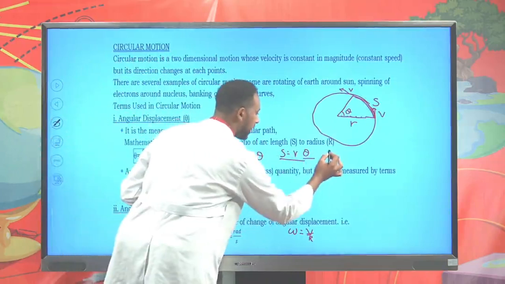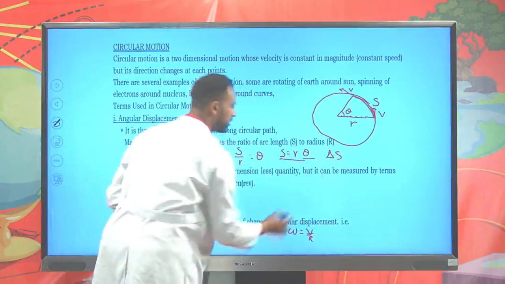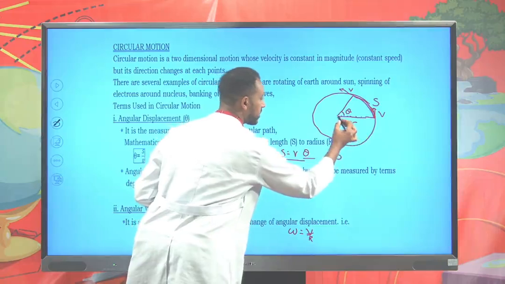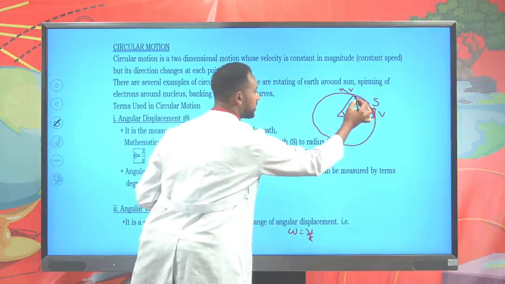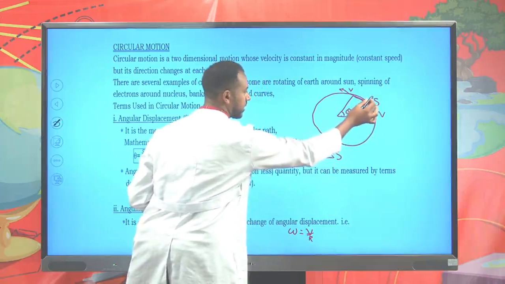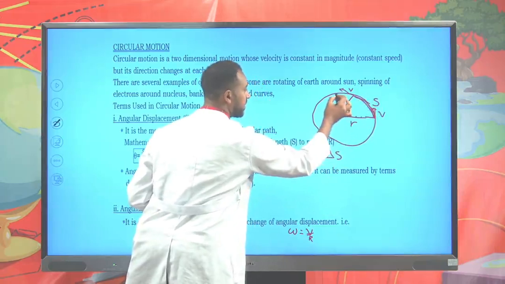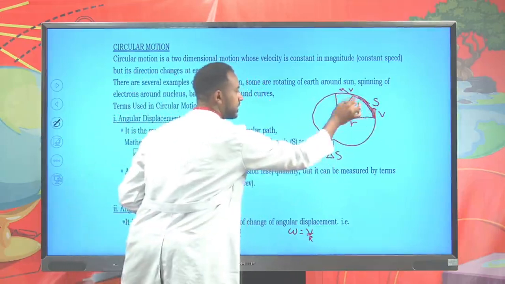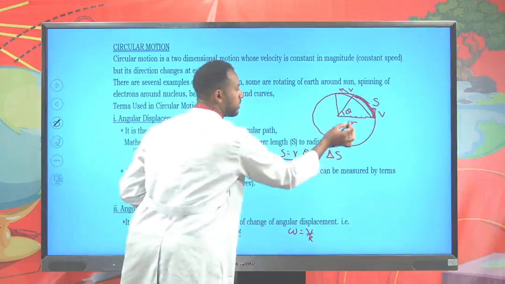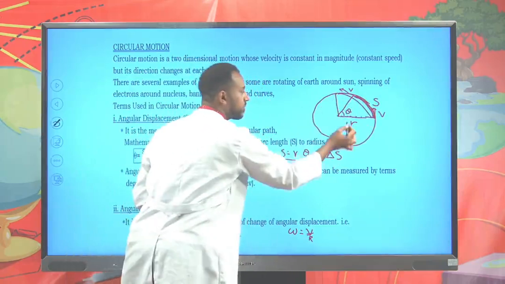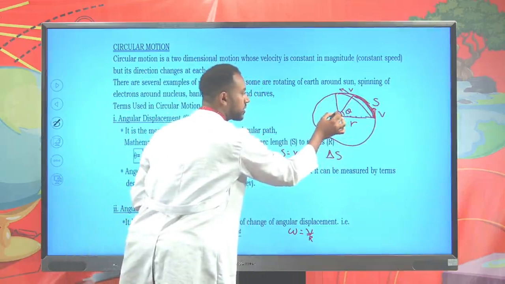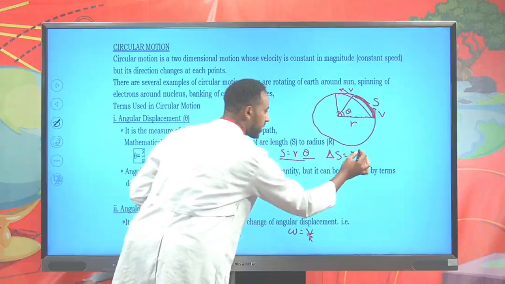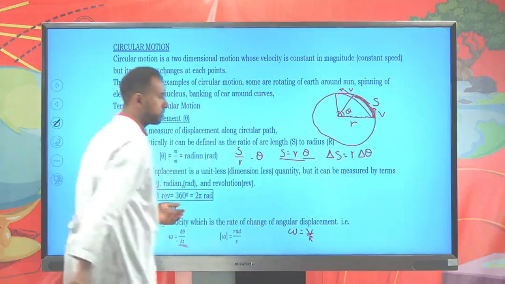Whenever there is a change in the arc length, or in the linear displacement, the radius remains constant. For example, the particle moves from this to this, there will be an arc length s, or linear displacement s. If the particle reaches here, there will be a change of s. Whenever there is a change of s, the radius remains constant, but the only change is in its angular displacement. So you can put it as r times the change in angular displacement.